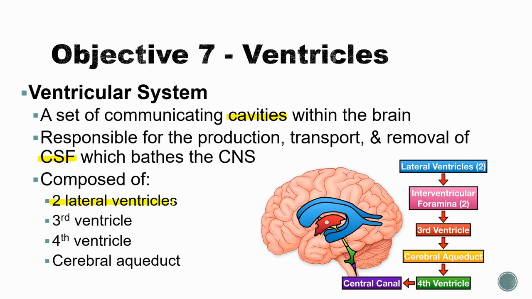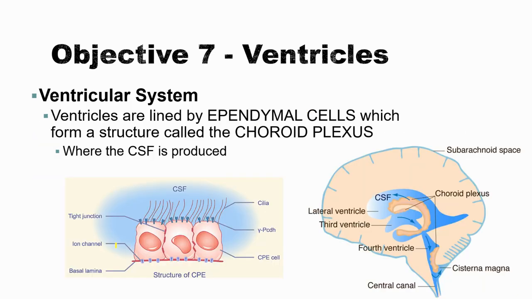There's 2 that are called lateral ventricles. And then you have the 3rd ventricle and the 4th ventricle. And then you have the cerebral aqueduct, which is a structure that connects the 3rd and the 4th. And so the ventricles are lined by a type of cell called ependymal cells.